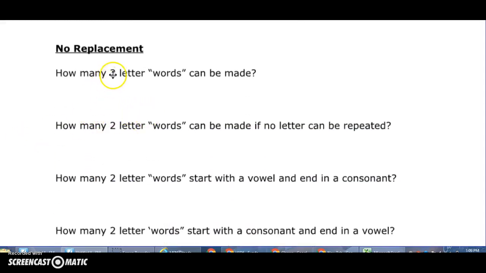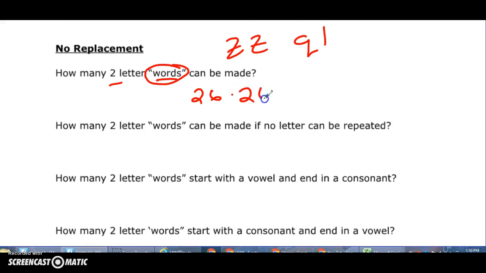Here's something neat. How many two-letter words can be made? So any two-letter word. So think about that. A word just means, when we talk about words in quotation marks, we mean two letters together. So for example, this is a word, ZZ, or QL, that's a word, okay? Even though it's not a real word that we use. So the question is, how many two-letter words can be made? So how many letter options are there for the first letter? 26, because there's 26 letters, and then times 26 for the second letter.